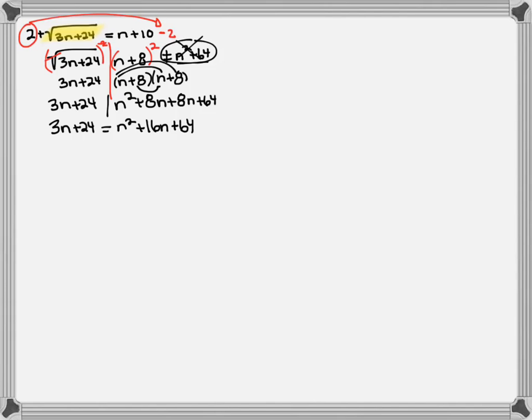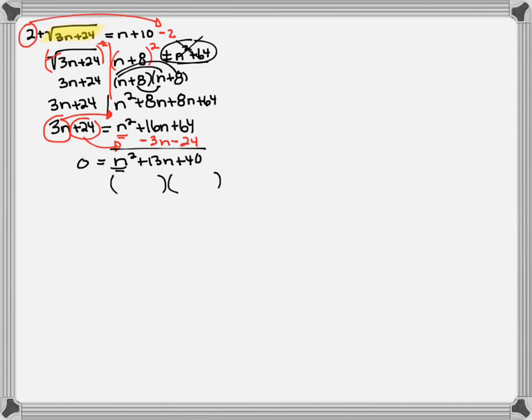Okay, so I noticed that my highest power is a square, so I'm going to have to factor. So what I'm going to do is subtract 3n from both sides, and I'm also going to subtract 24 from both sides. Okay, so now I have a quadratic, and I'm going to factor.